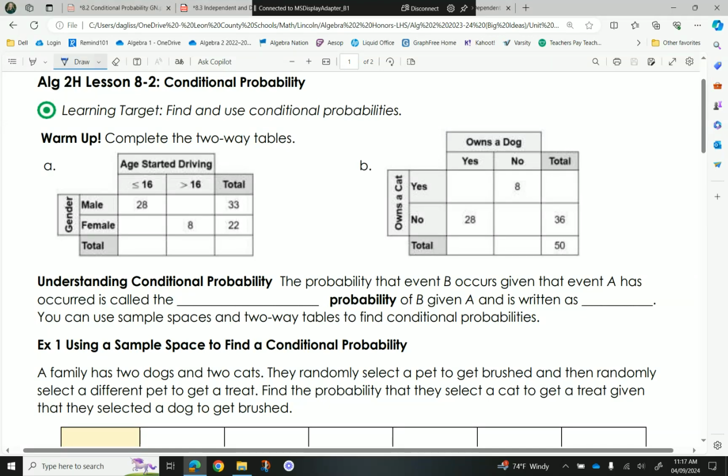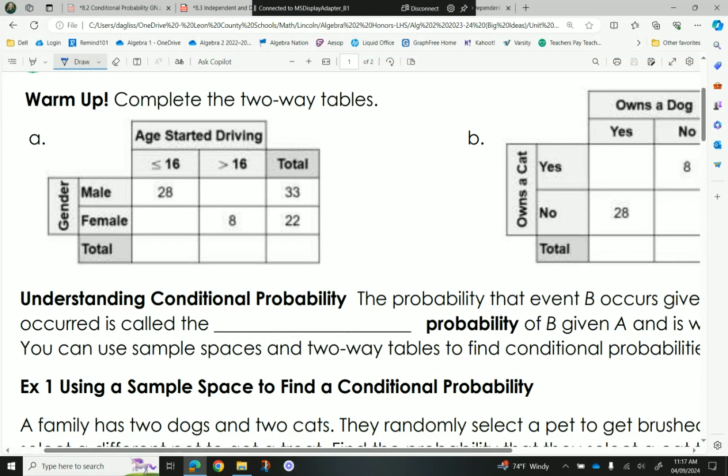Right, so when you filled in this two-way frequency table, what did you put for males that started driving over the age of 16? There you go. Good. 5. How about females that started under the age of 16? There you go. Total people that started driving under 16. Total people that started driving over the age of 16. And total students completely. Good.